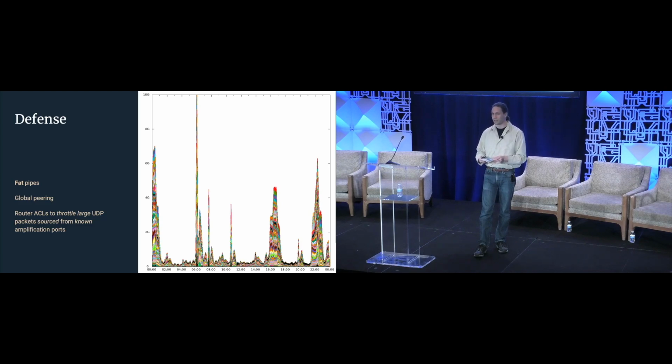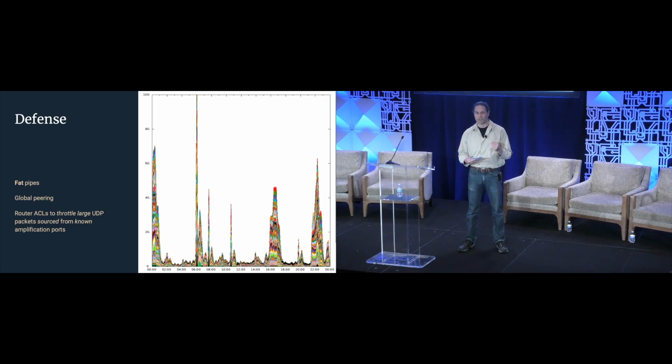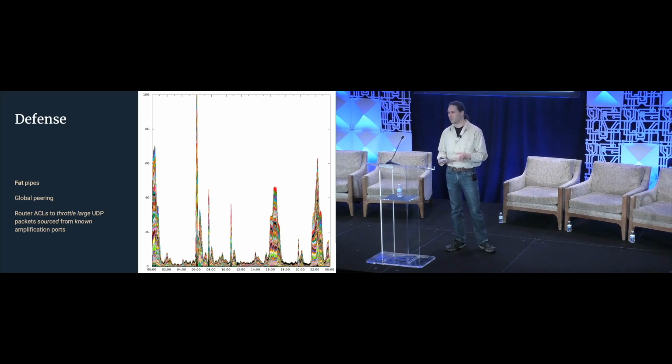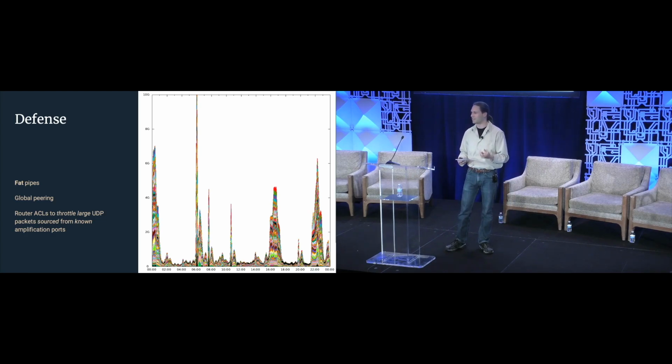These ACLs can be directional, so they only need to filter stuff coming into your network from one of the source ports that can be used for amplification. And you can also write your ACL so that it's limited in the size of the packet, right? If you're getting a small DNS response, that's not likely to be part of an attack.